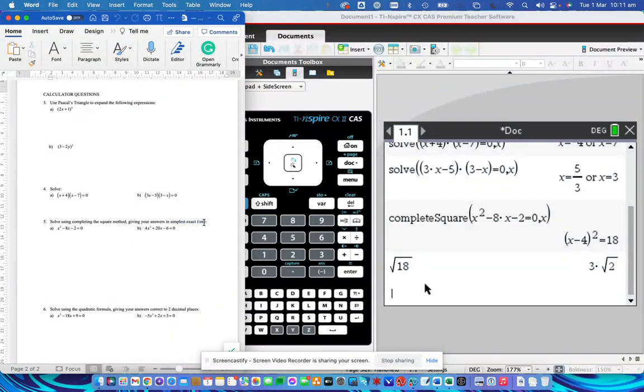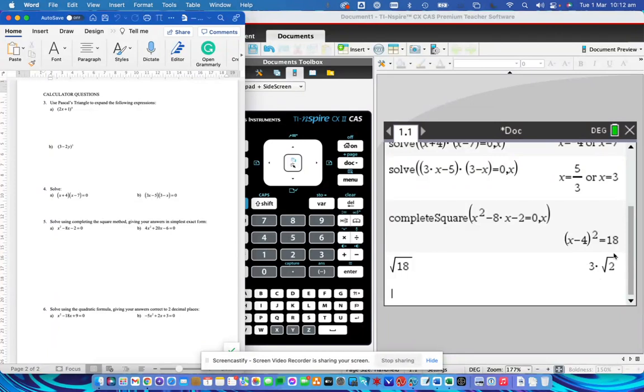Simplest exact form means that if you take the square root of 2, you'll get a decimal number that goes on forever. So exact form means root 2 or root 18. That's exact form, because you haven't had to approximate it to a decimal. If you want it in simplest exact form, then the square root of 18 would have to be written as 3 root 2. That's the simplest form.